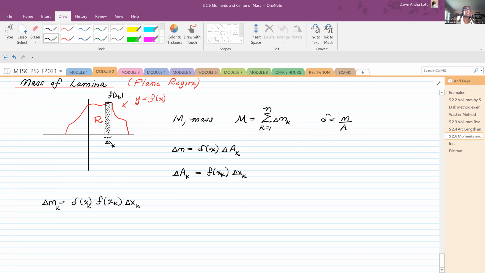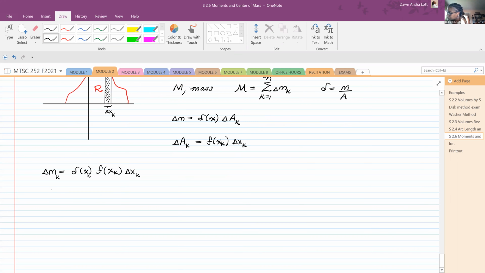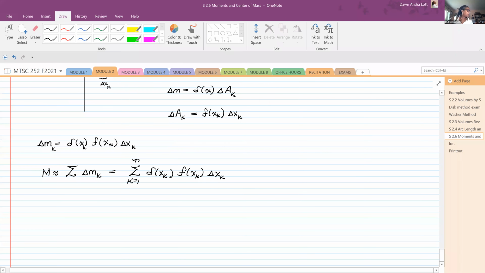So now when I sum up all of these, I'm going to get my mass, again, is approximately my sum. This should be approximate because I'm not talking about exact. Of my delta mk's. This is the sum, k equals 1 to n, of delta of xk times f of xk times delta xk. So if I sum all those, I get an approximate value for the mass.